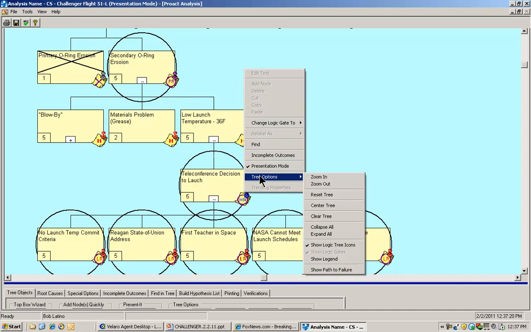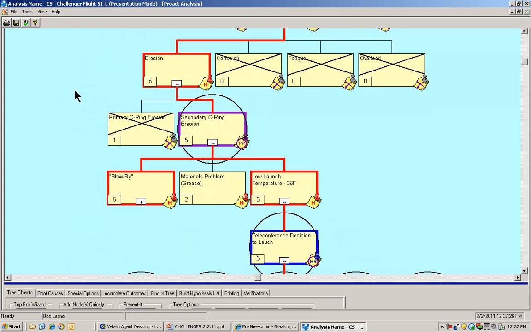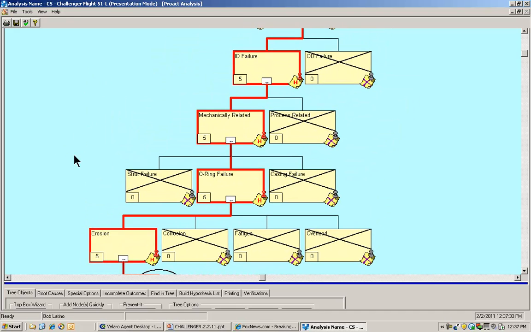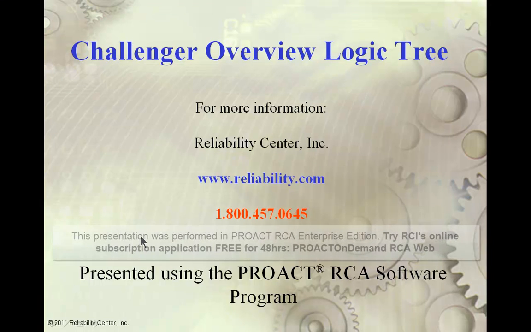So we're going to go ahead and engage a feature here called path to failure. And what we can do is see how the systemic issues pressured a decision which triggered a series of physical or observable consequences all the way up until we had harm done and damage to the vehicle itself. So this is a good way of communicating graphically with evidence cause and effect relationships from bad systems to bad decisions to bad outcomes. This will conclude our Challenger overview of the RCA and the logic tree.